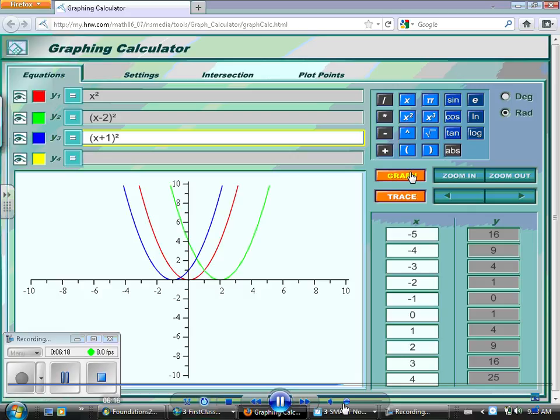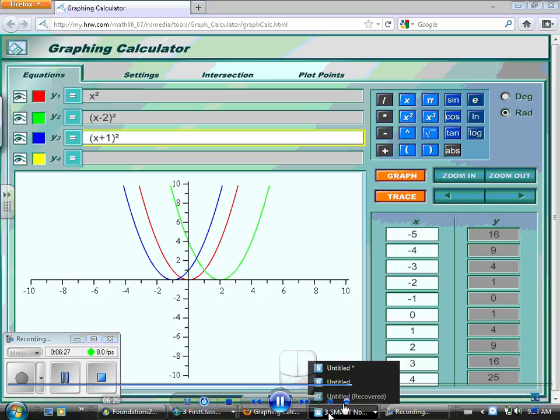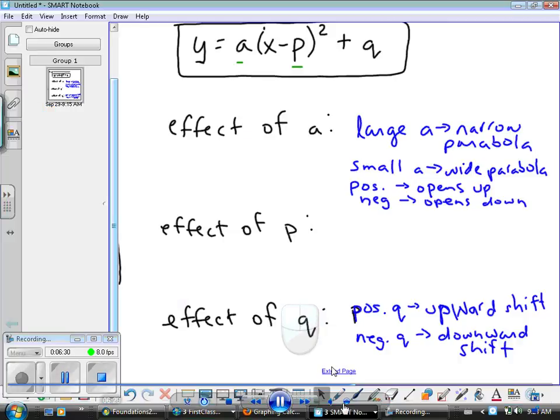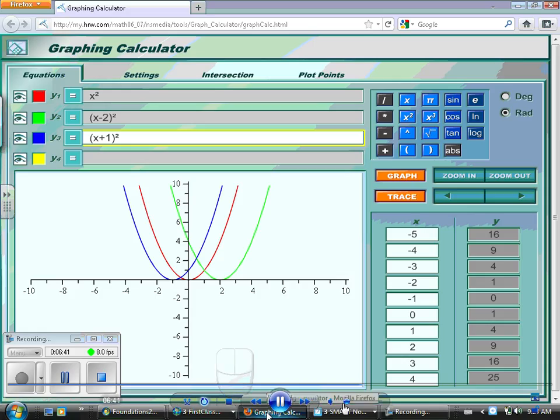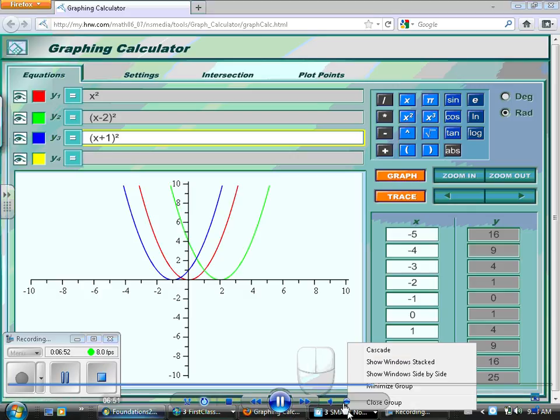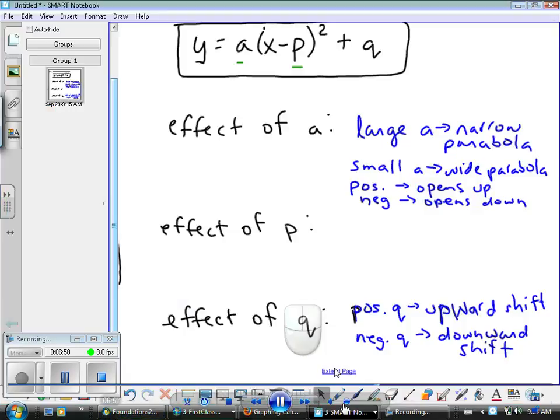And you see that what you have is just a shift to the right or a shift to the left. Okay, so again, I'll say that the green, it's x minus 2, so P is positive 2, and you can see that it shifts 2 to the right. And then the other one shifted to the left. So to describe how the value of P changes the graph, when P is a positive number, like 2, you're going to have a shift to the right. And when P is a negative number, like there, x plus 1, so P is negative 1, you have a shift to the left, okay? And you shift to the left, whatever that value is, okay?